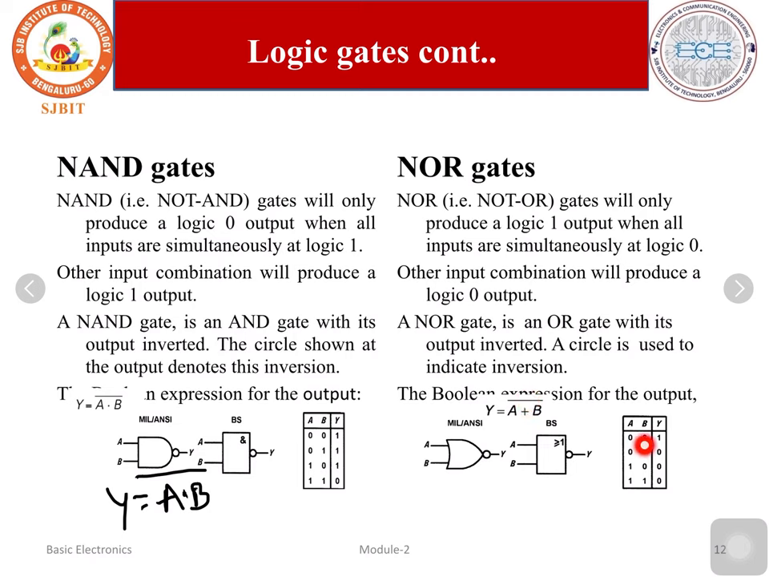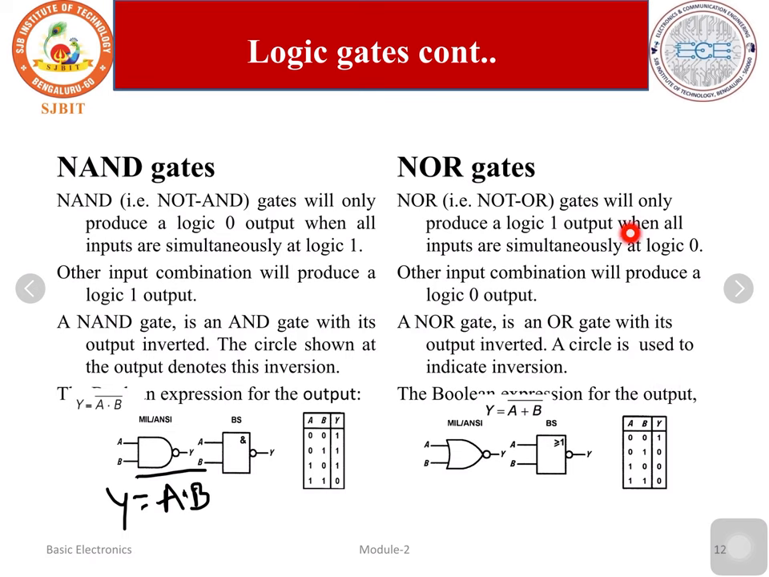0 plus 0 is 0, 0 bar is 1. 0 plus 1 is 1, 1 complement is 0. 1 plus 0 is 1, 1 complement is 0. 1 plus 1 is 1, 1 complement is 0. So if you compare this NOR gate truth table with the OR gate, definitely they are complementary to each other.